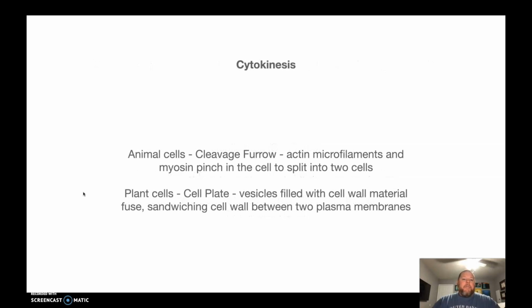All right, then we have cytokinesis, which is going to be division of the cytoplasm, and it happens a little bit differently in plants and animals. In animals, it causes a cleavage furrow. And this is going to be actin microfilaments and myosin, so these protein strands that are going to help pinch in the cell and split it into two. And then in plant cells, we have a cell plate. These are going to be vesicles filled with cell wall material that ultimately fuse together, and they're going to sandwich cell wall material in between two plasma membranes.